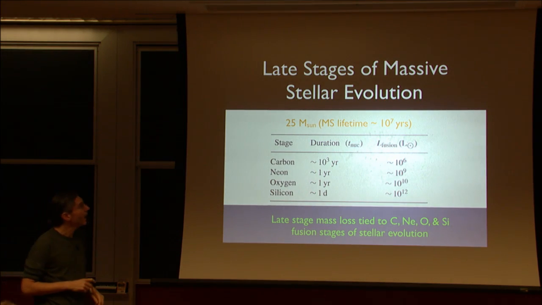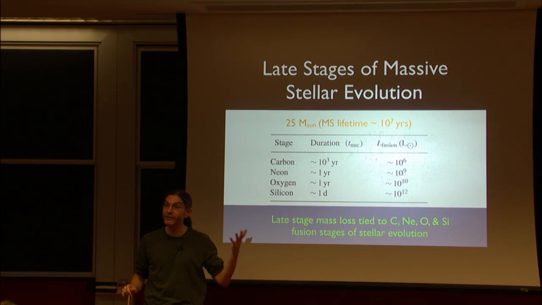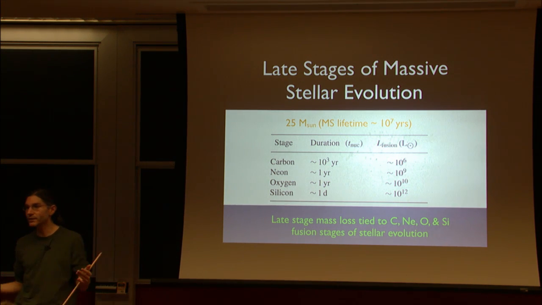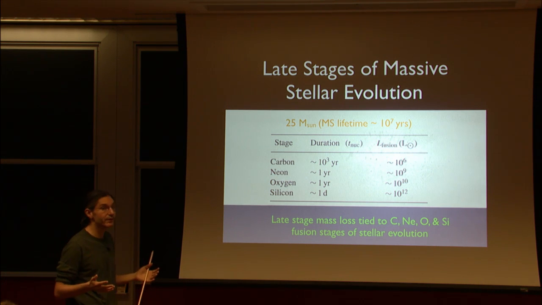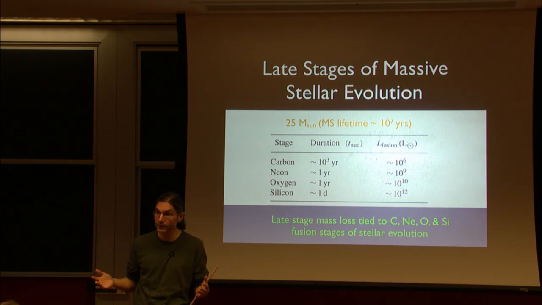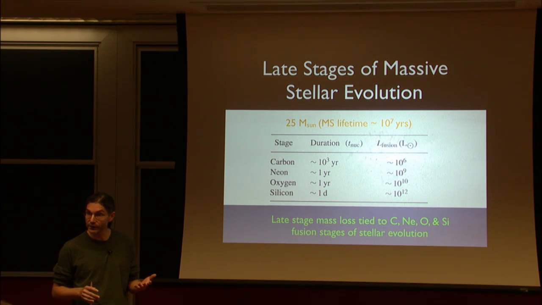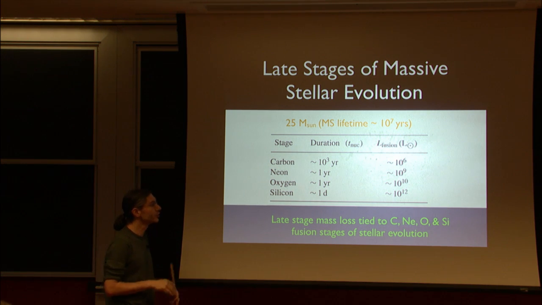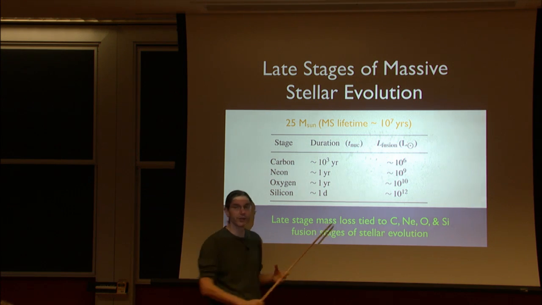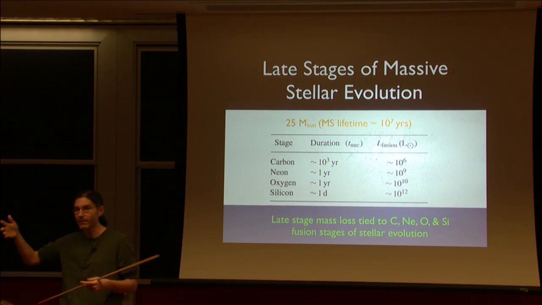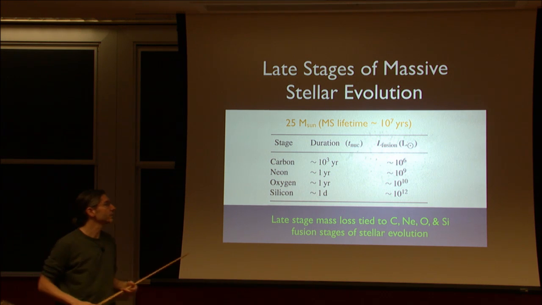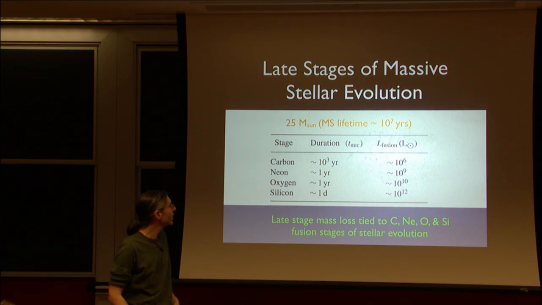So, for example, a 25 solar mass star that has a main sequence lifetime of, say, something like 10 million years. Carbon fusion in such a star takes about 1,000 years. The fusion luminosity at that point is a little bit bigger than the photon luminosity, maybe 10 times. So it's about 1 million times solar.